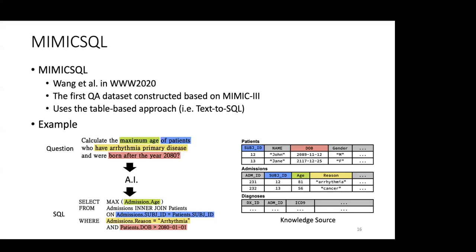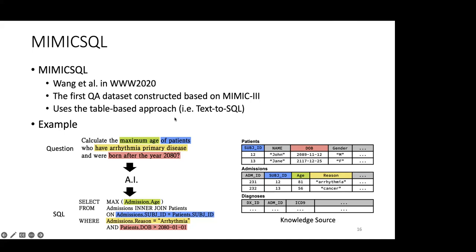The first attempt at building a large scale EHR QA dataset was done by, I forgot the name of the professor, from Virginia Tech. The first author was Ping Wang. It came out in 2020. It is the first QA dataset constructed based on MIMIC-III. It got some attention, and certainly I paid a lot of attention to it. It was based on a table-based approach. So it's text to SQL.